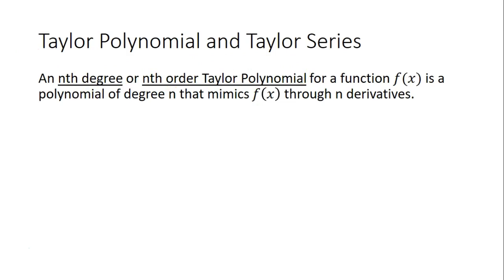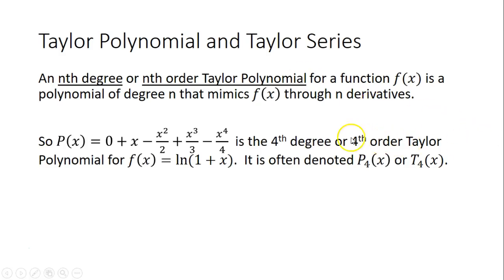So what we just had was the fourth degree or fourth order Taylor polynomial for f of x equals natural log of 1 plus x, because we made it mimic this function through 4 derivatives. Sometimes you hear people use the order, sometimes you hear them use degree. AP uses them interchangeably, so you can use either one. So, the fourth order Taylor polynomial for this function.